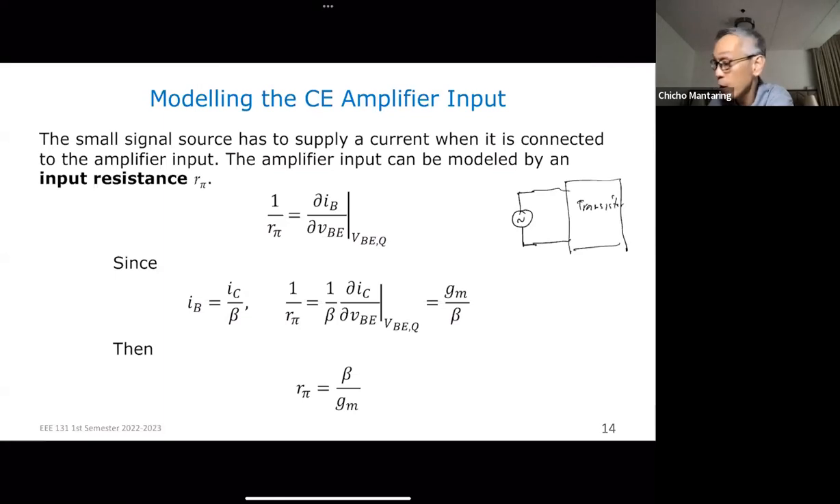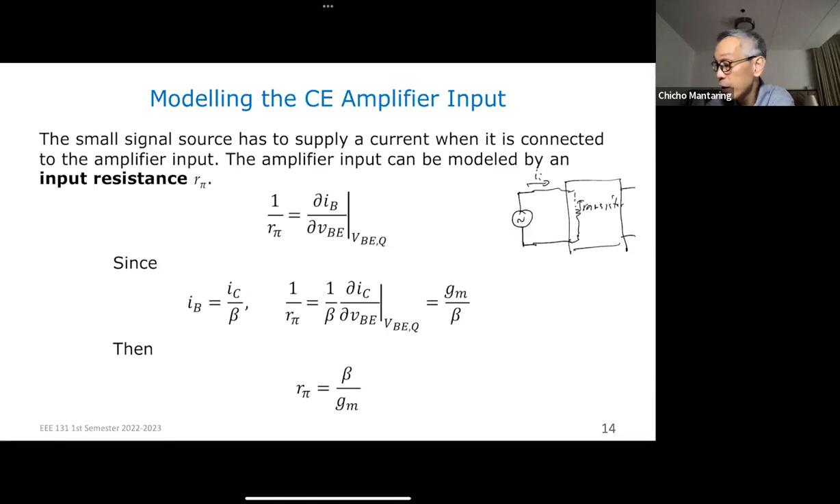Mangyari, pag kinabit ko yung transistor ko sa source, magkakaroon ng current dito. No? There's going to be a current, an input current that will flow. And that input current will depend on the resistance that this particular source will see. In other words, pag kinabit ko itong transistor na to, may makikita tong resistance. You might think of it as like the Thevenin resistance with respect to the input terminals of the transistor.